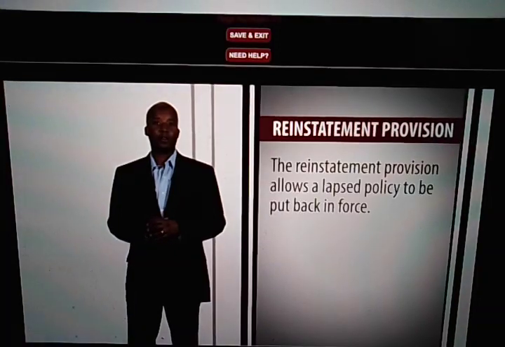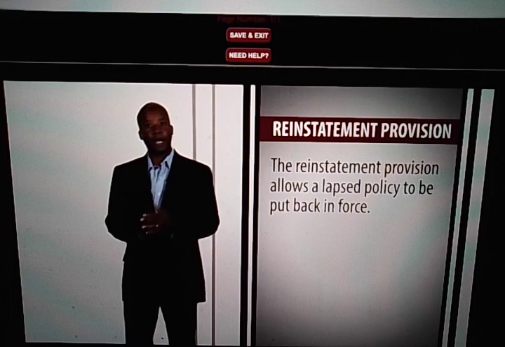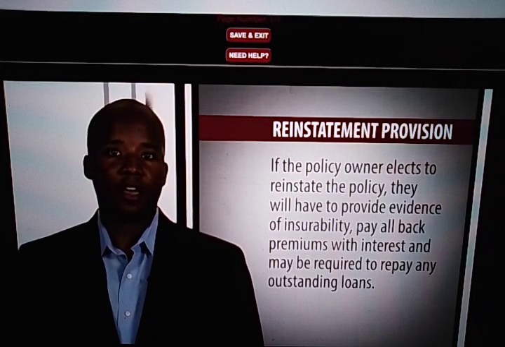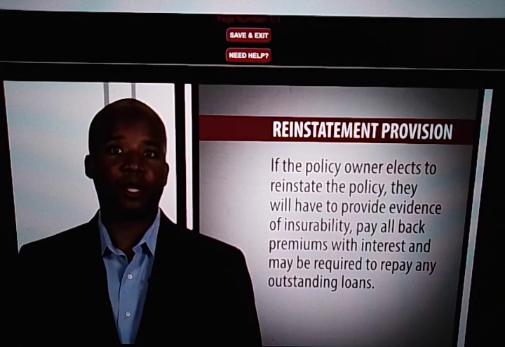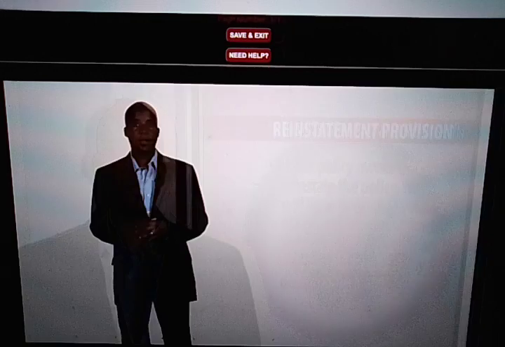Reinstatement provision. The reinstatement provision allows a lapsed policy to be put back in force. If the policy owner elects to reinstate the policy, they will have to provide evidence of insurability, pay all back premiums with interest, and may be required to repay any outstanding loans.